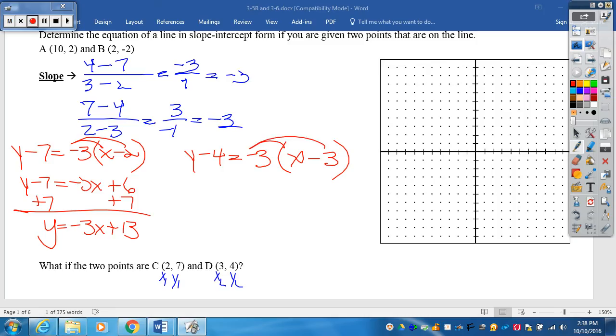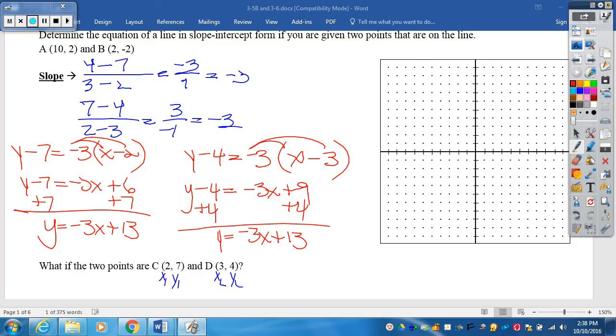Okay. This one right here, y minus 4 is equal to -3x plus 9. Okay, negative times negative is positive, so that's why I get +9. I'm going to add 4 more. So y will equal -3x plus 13. Okay, we got the same equation. We're good to go. Okay.